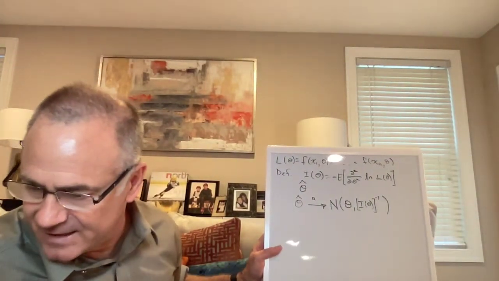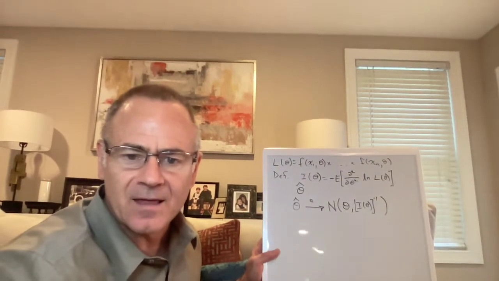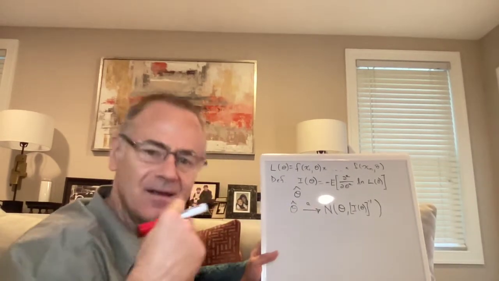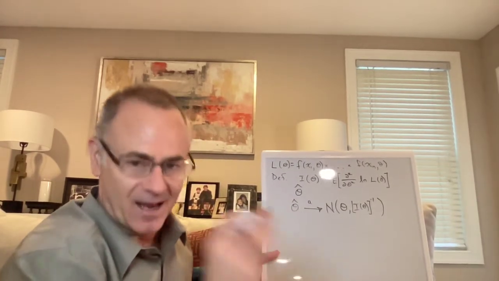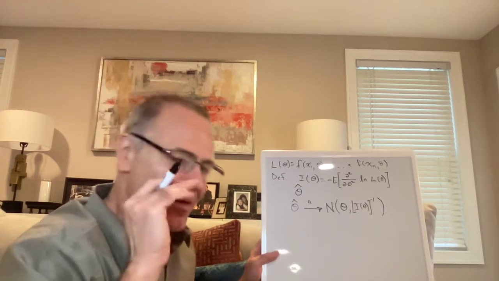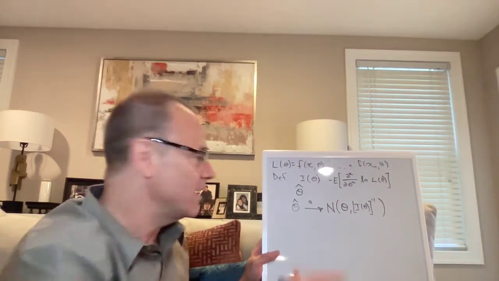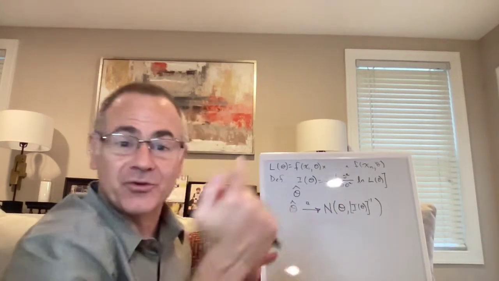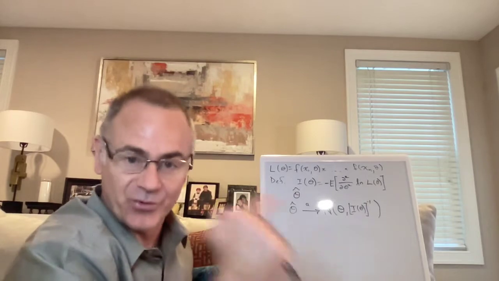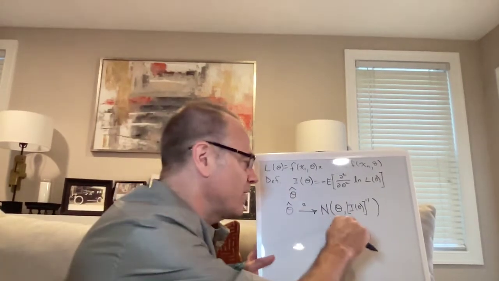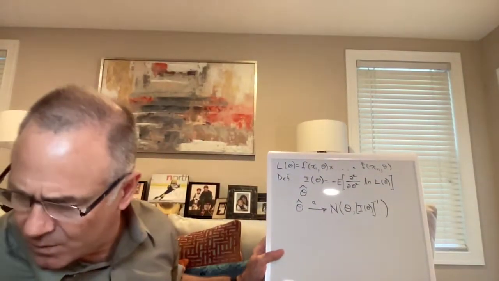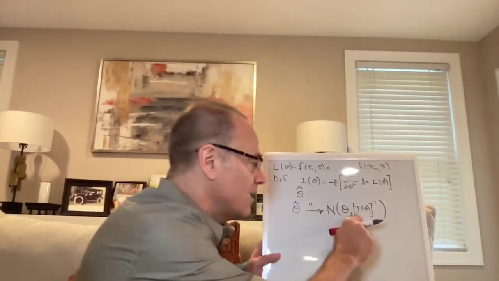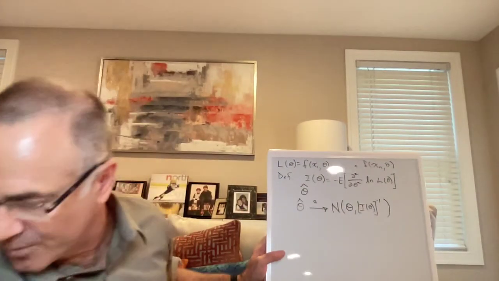Okay, that is the key thing I wanted you to see. I want you to remember that. We've got this theta hat. That's going to be our estimate. Theta hat is going to be a random variable. In the limit, it's going to be distributed normal with mean equal to the truth, the true theta, with variance equal to the inverse of the information matrix.